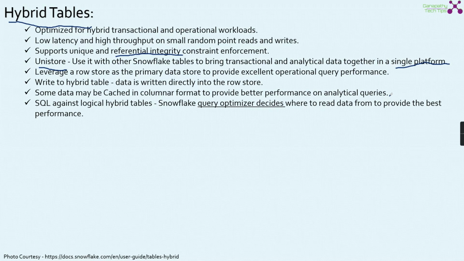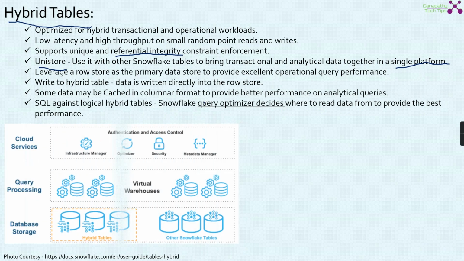This is again an interesting feature. Even if you store the data in the row-based way, Snowflake can utilize caching features. It will cache some of the data in the columnar format so that it can be beneficial for the performance of analytical queries. So for hybrid queries, the Snowflake query optimizer decides where to read the data from to provide the best performance. That's how the Snowflake query optimizer is designed. It knows the least execution path and will take the data accordingly.